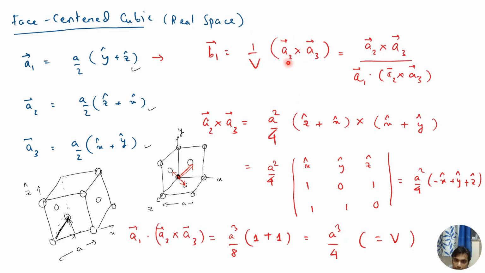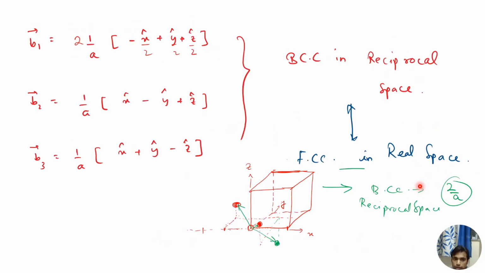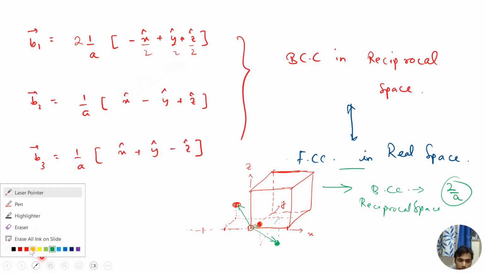And a2 cross a3 you have found out, which is this. If you divide that by a cube by 4, you will end up with this kind of expression: b1 is equal to 2 by a times minus x cap by 2 plus y cap by 2 plus z cap by 2. You understood, right? So this you get after the mathematics that you do.